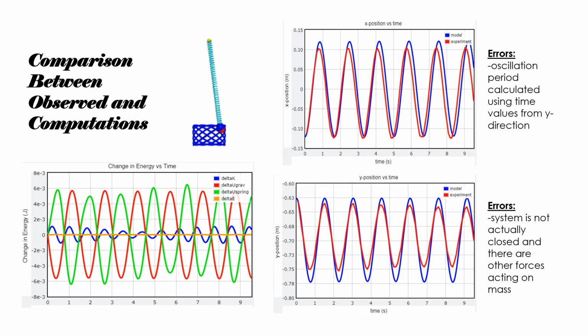The motion between the observed and predicted in the y direction lines up pretty well, but the predicted data overpredicts the maximums and underpredicts the minimums. This can be accounted for by the fact that the system was not actually a closed system, and there were other things like air resistance and drag acting on the mass that were not accounted for in the predicted model.